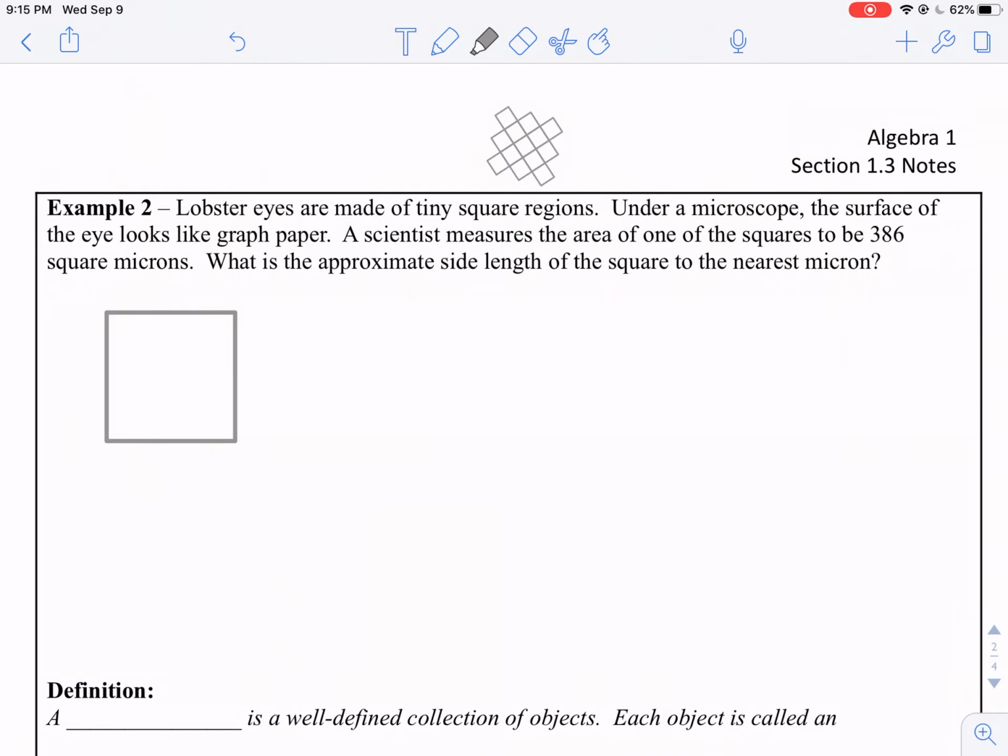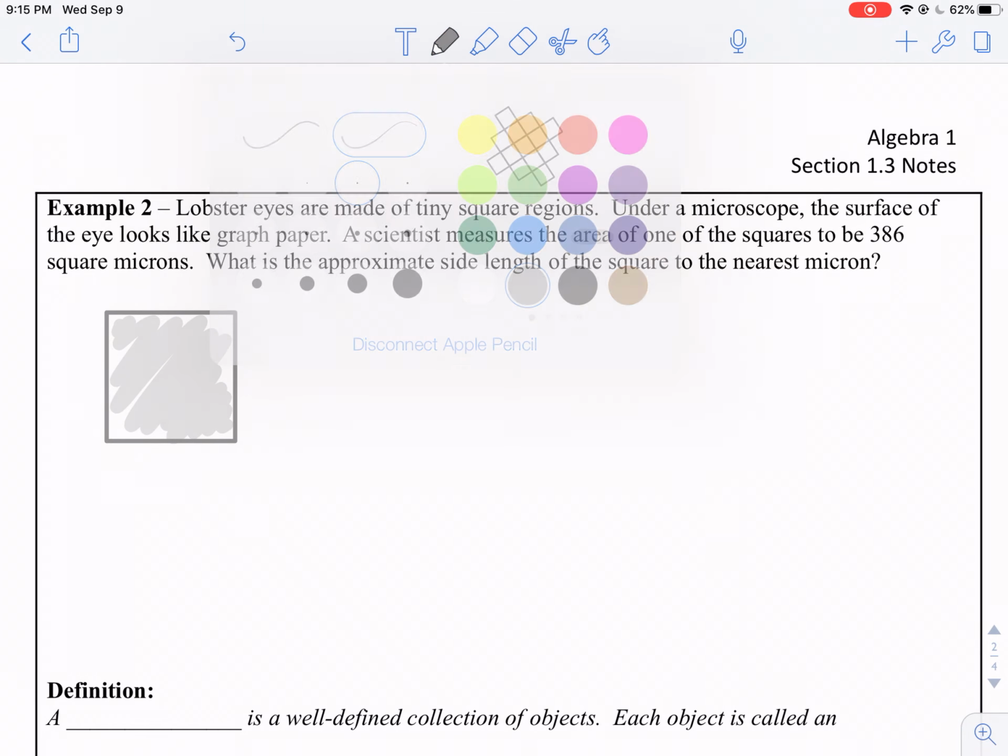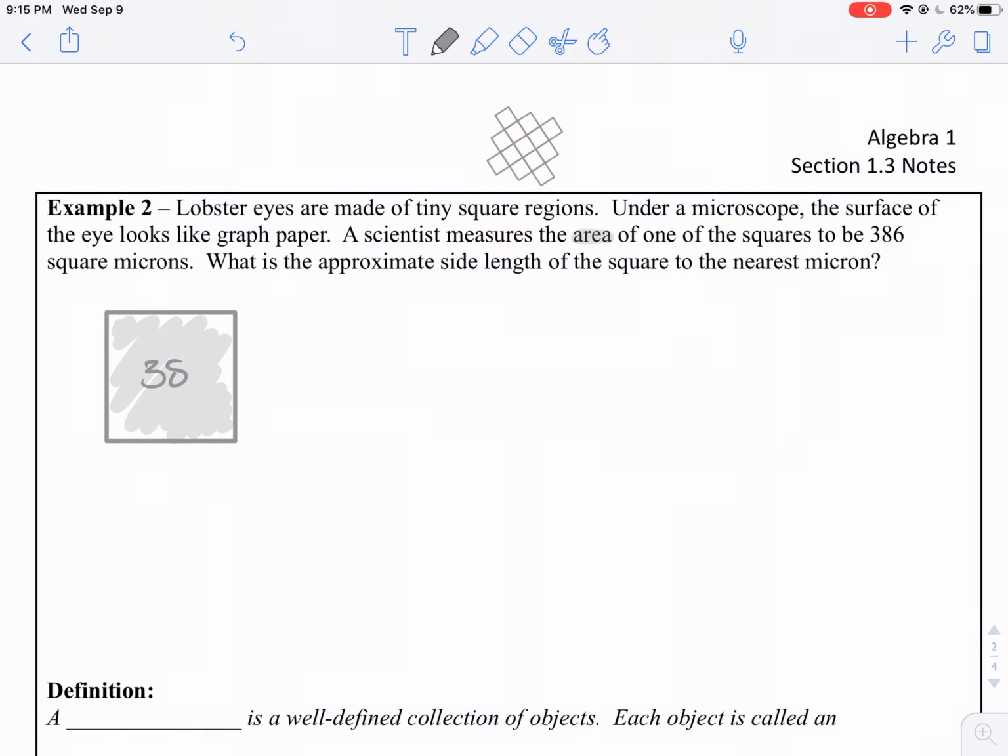You'll recall that area is the space inside of the object. So this amount of space in here is 386 square microns. We're going to go ahead and label that 386 square microns. What is the approximate side length of the square to the nearest micron?